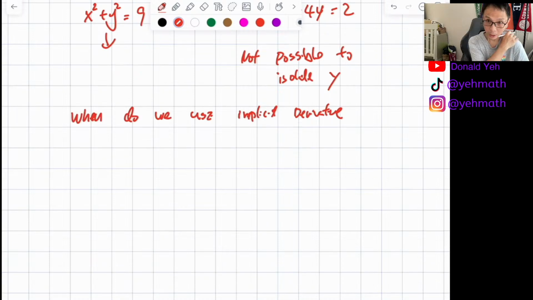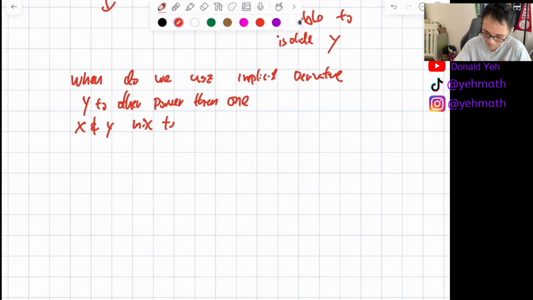So when you have y to other power than 1, or x and y mixed term, like x squared y, those are times that you use implicit derivative. So when do you use implicit derivative? I don't have to tell you to use implicit derivative. I can just tell you to take a derivative, but you have to know this is the moment you can take implicit derivative. So we actually do implicit derivative all the time.